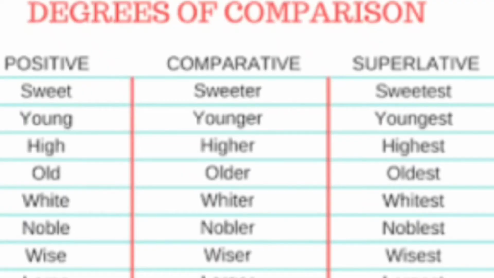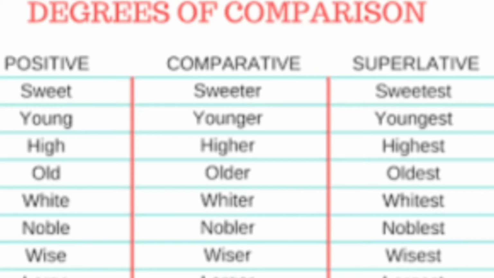So on the screen now you can see a table containing degrees of comparison, or rather degrees of adjectives. And just like I said earlier, there are three categories of degree of comparison: positive, comparative and superlative. First word, as you can see, is sweet. It is a positive degree, and the comparative degree is sweeter and superlative is sweetest.